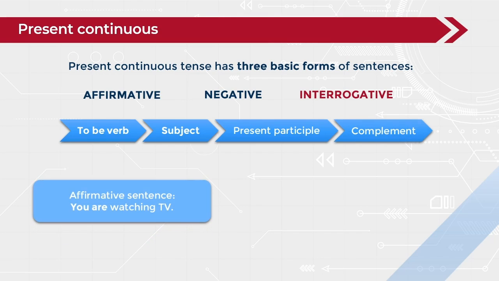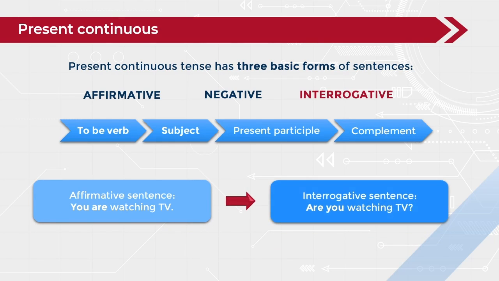For example, in an affirmative sentence, we say, "You are watching TV." But in an interrogative sentence, we say, "Are you watching TV?" In this case, you must be careful with the verb to be, which depends on the subject.